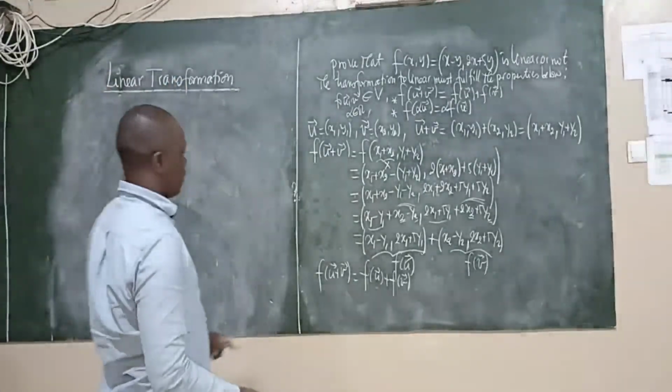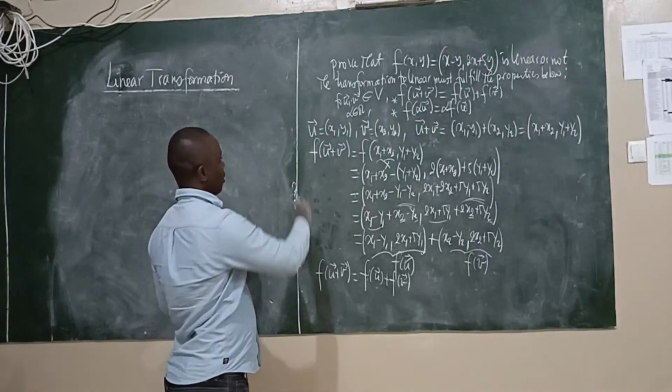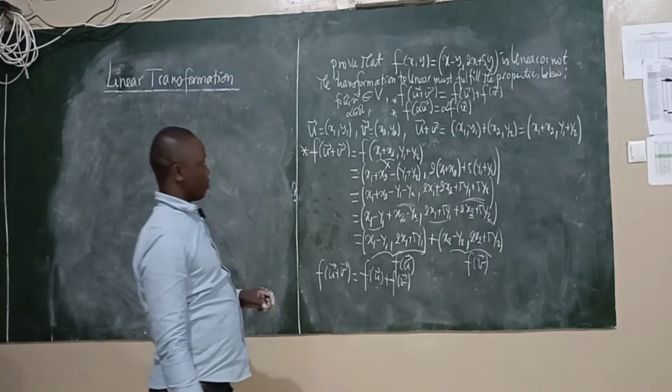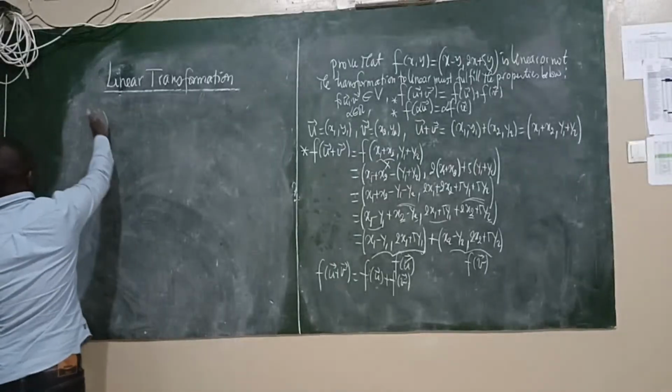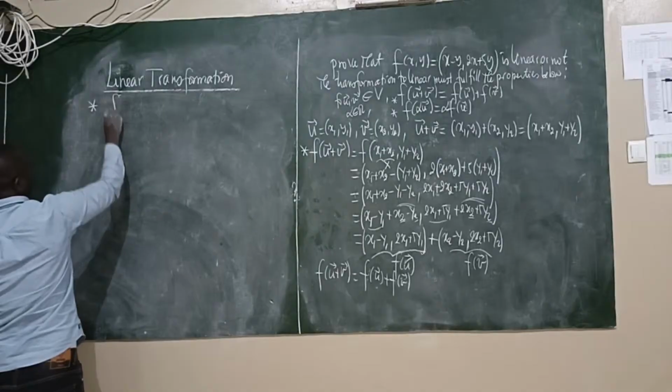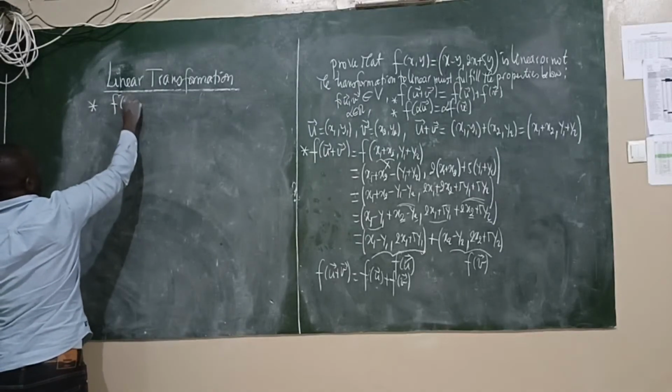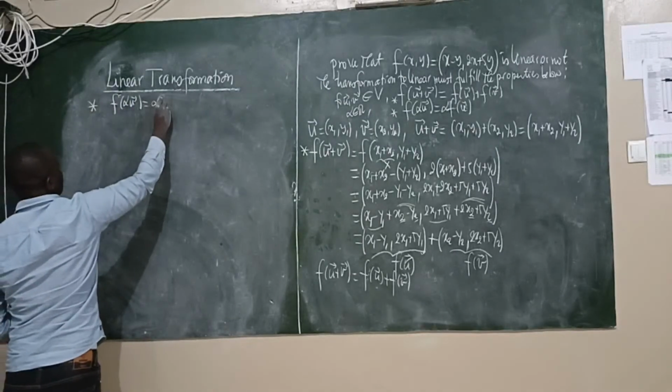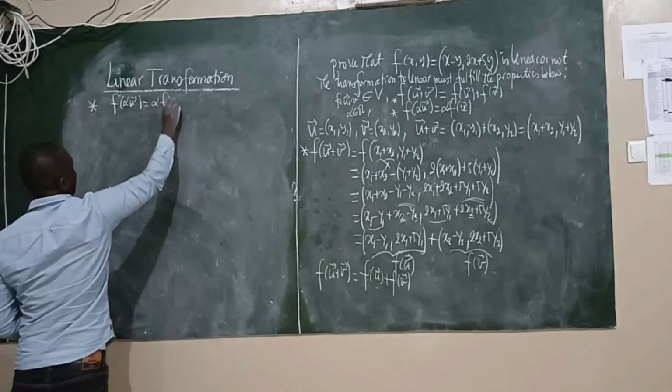Hope the first property was fully understood. Let's write the second property, property 2. We need f of alpha u, to verify it's alpha times f of u.